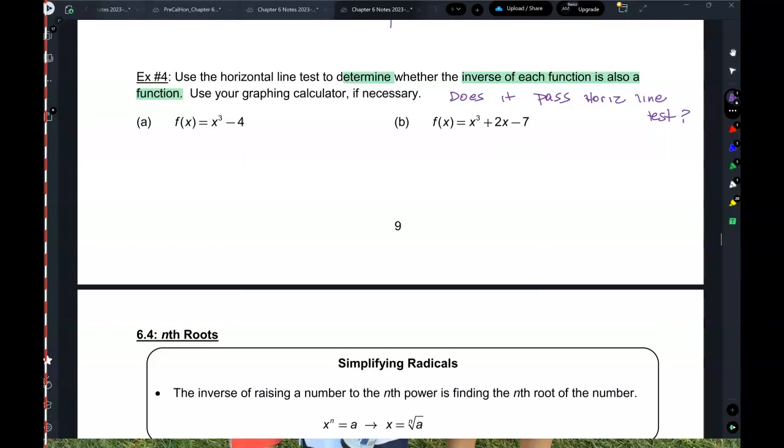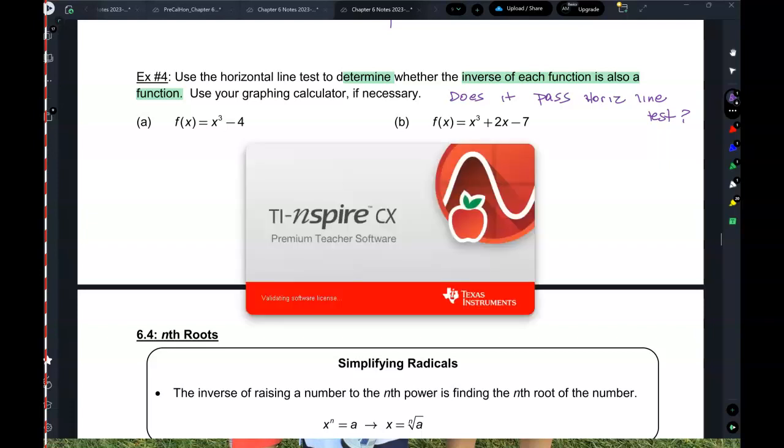Can you just write like it is or isn't? Yeah. Okay. All right. Let me see. Where is it?